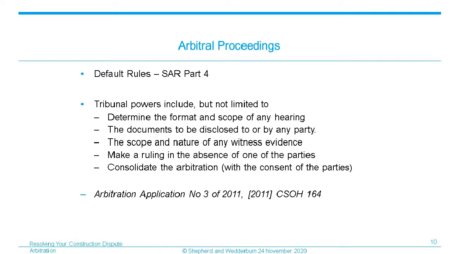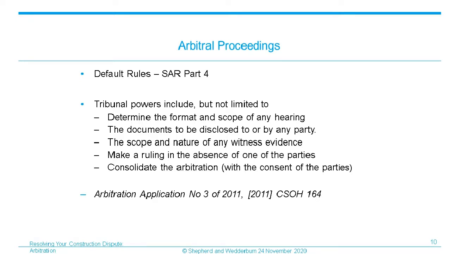Another default rule empowers the tribunal to order that documents are to be disclosed. It must be noted that this does not extend to third parties. An arbitrator does not have the power to compel a non-party to disclose documents or to appear at hearing to give evidence. A party must instead apply to the court to obtain such an order.